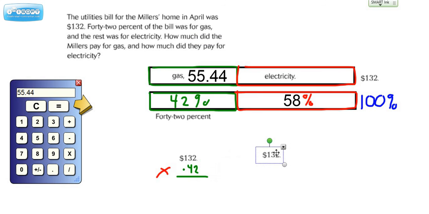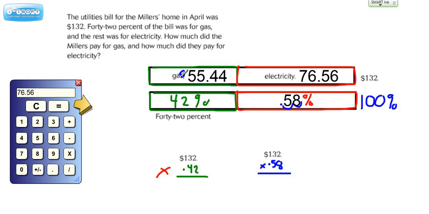All right, so to get the electricity bill, we're going to take the all of it number, multiply it by the decimal equivalent of 58%. So recall that to get the decimal equivalent, we have to move that 2 to the left. So that's going to be 0.58 or 58 hundredths. And we're going to multiply this to get the part. Let's use the calculator. $132 times 58 hundredths. And we get this amount. Let's put it right here for dollars.